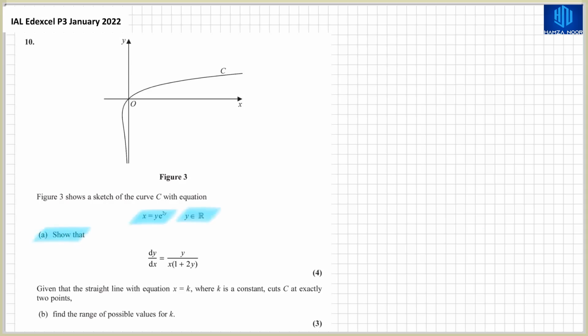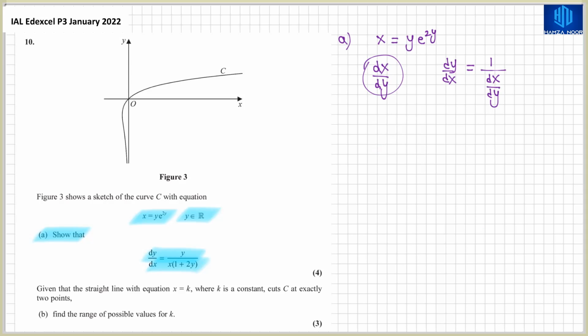The requirement of part A is to show that dy over dx is equal to y divided by x times 1 plus 2y. So the equation of the curve is x equals y multiplied by e raised to the power 2y. First, we are going to find dx over dy by differentiating x with respect to y. Once we have dx over dy, we can find dy over dx by the formula 1 divided by dx over dy.